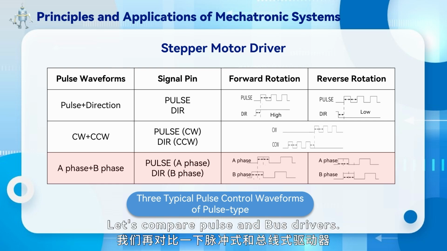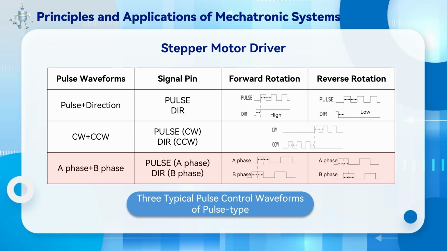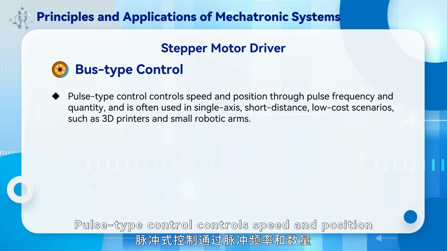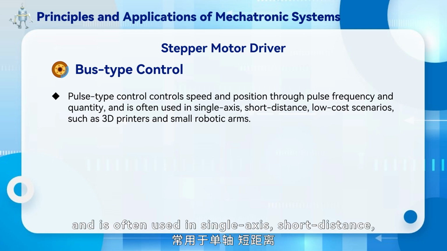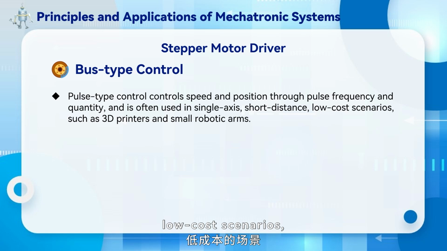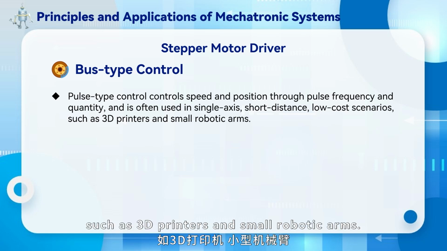Let's compare pulse and bus drivers. Pulse type control controls speed and position through pulse frequency and quantity. It is often used in single-axis, short-distance, low-cost scenarios, such as 3D printers and small robotic arms.